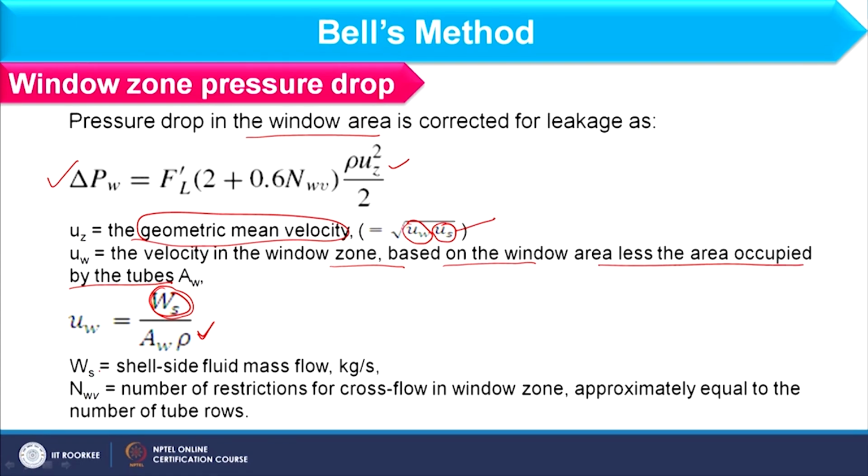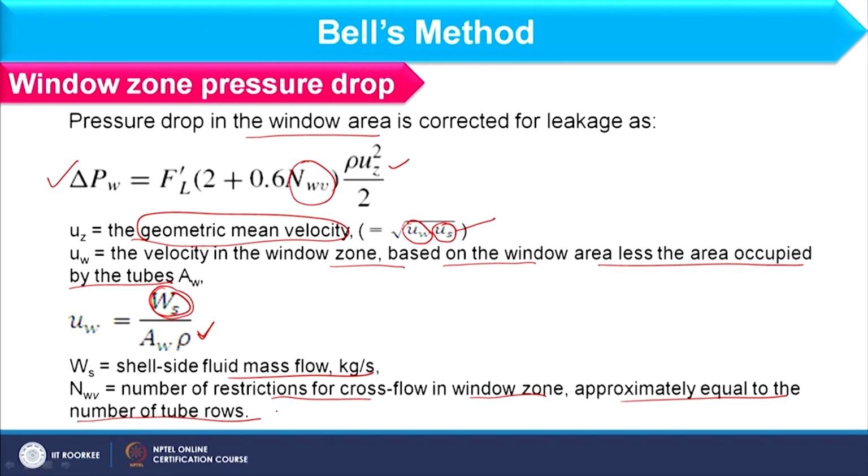So, here WZ you can understand that I have already explained, and finally you have to consider NWV, because NWV is also required in the pressure drop in the window zone. So, NWV is basically the number of restrictions for cross flow in the window zone, approximately equal to the number of tube rows in the window zone.